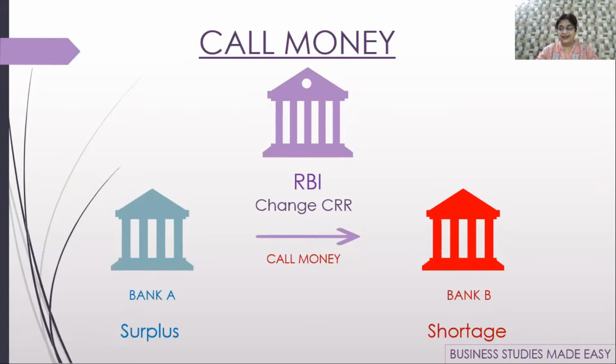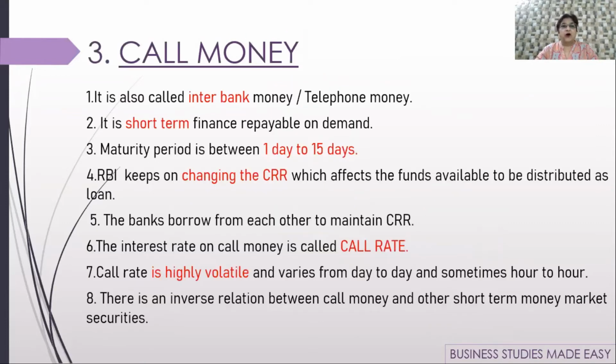So let's study in detail. Now, call money is also called interbank money or telephone money, because they just pick up the phone and they ring up. So nearby bank they ask. Then it's for short term, and sometimes it is for 1 day also, and up to 15 days, because no bank can spare money for a long period of time.